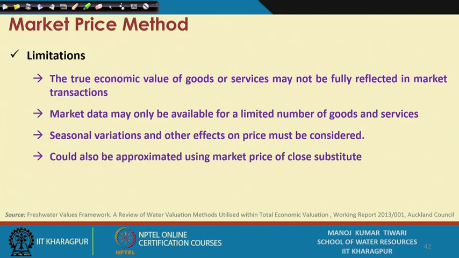Then seasonal variation and other effects on price should be considered, which is a difficult one, because when we are fixing a strategy or a price or valuing a resource, one needs to consider how seasonal variation will change the price of a particular service. People's willingness to pay, or the market price, may not be the same for the same product in different seasons. If you try to sell water in the monsoon season, when there is plenty available, you may not get the price as opposed to when you try to sell it in the drier season.